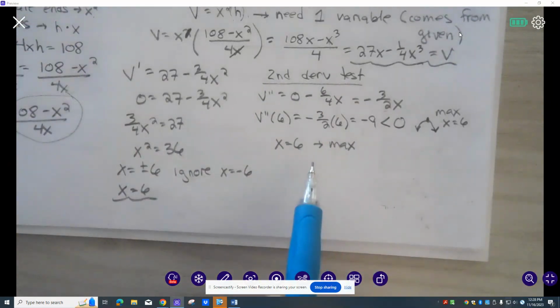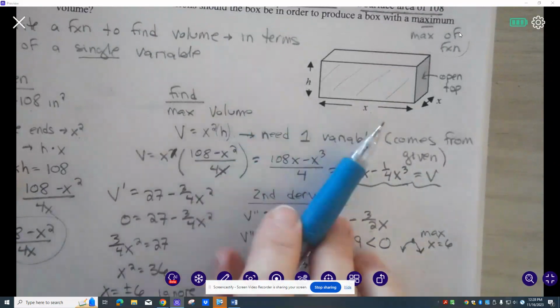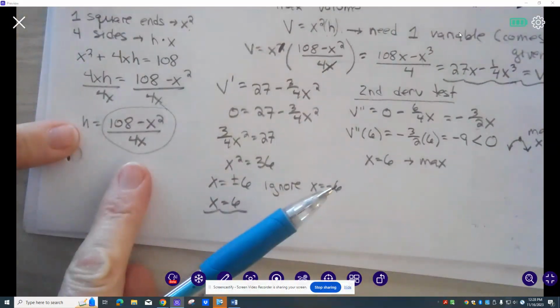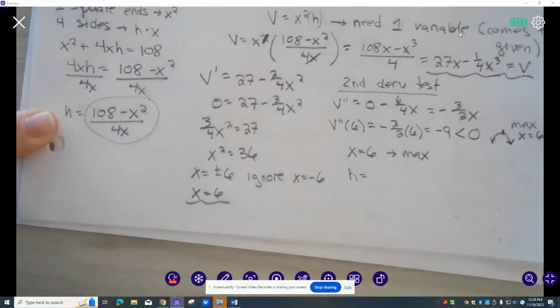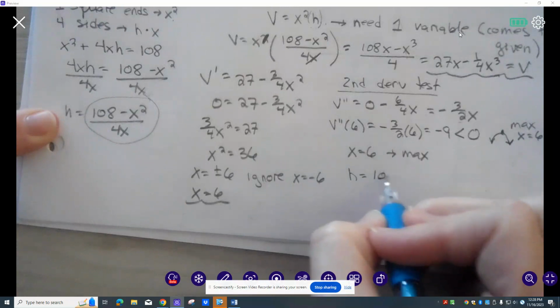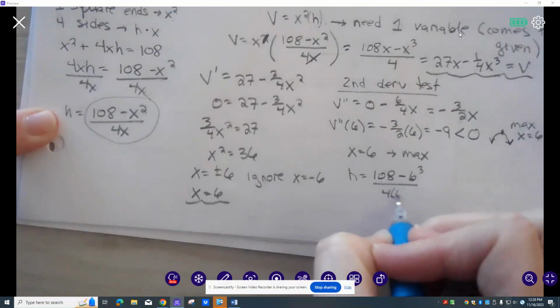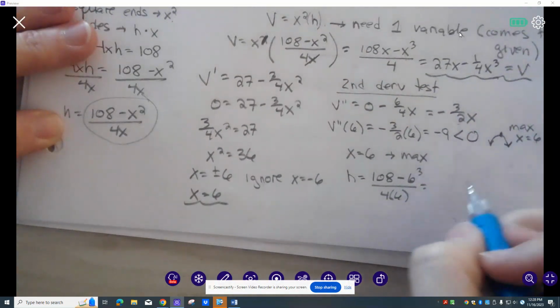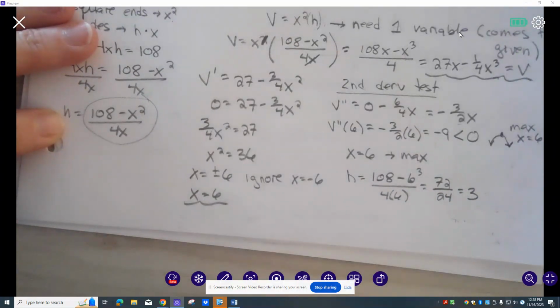Now, make sure you answer the question they asked. The question said, what dimensions should the box be? We know x equals 6 will give a max, but we also have to find h, since the dimensions of our box are x and h. You have a very nice formula here already set up for h equals. So we're going to find h using that formula: 108 minus 6 squared over 4 times 6, which is 72 over 24, which is 3.